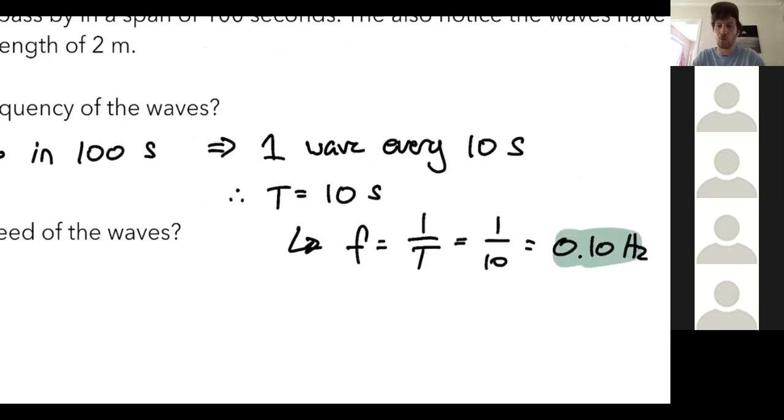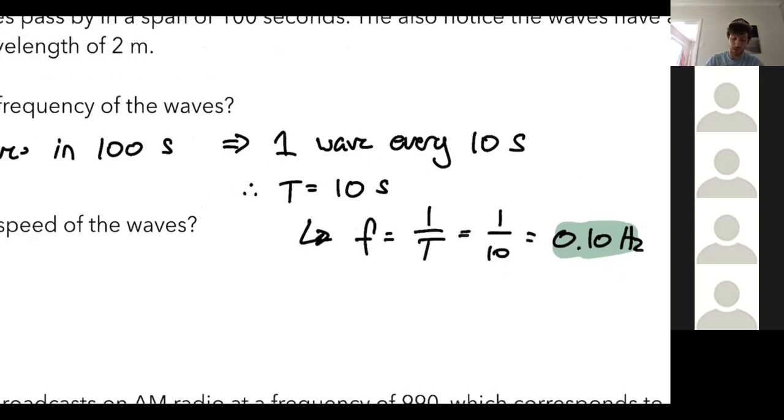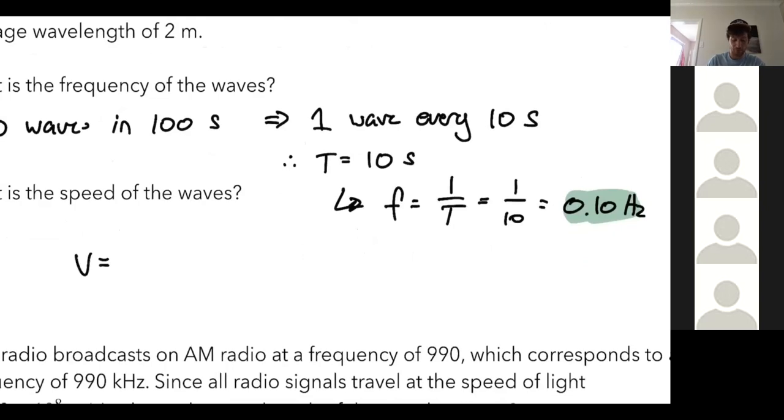One tenth of a wave will pass by every second. It takes 10 seconds for one full wave to go, okay? And now that we have a frequency and the period, finding the velocity is super simple. It's just some plug and chug, right? You can use either formula, whichever one floats your boat better.